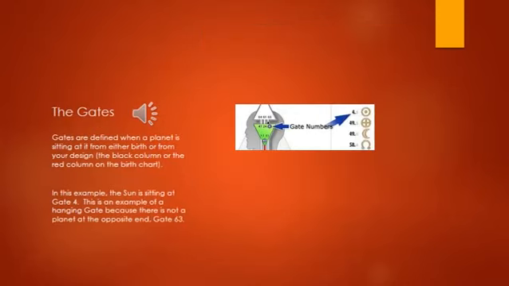The gates. Gates are defined when a planet is sitting at it from either birth or from your design, which is the black column or the red column on the birth chart. In the example in this photo, the sun is sitting at gate 4. This is an example of a hanging gate because there is not a planet at the opposite end, which is gate 63.